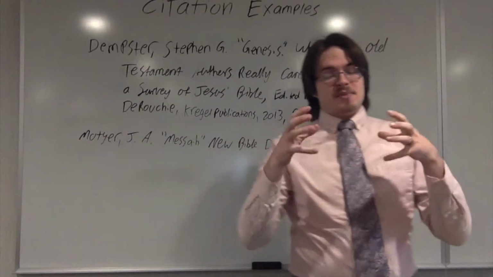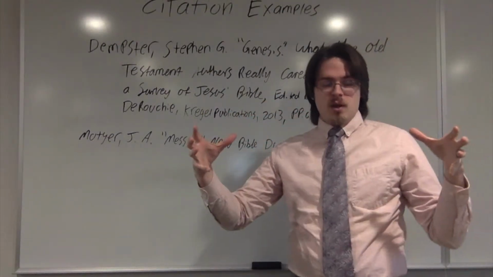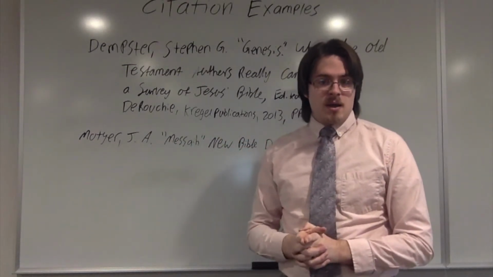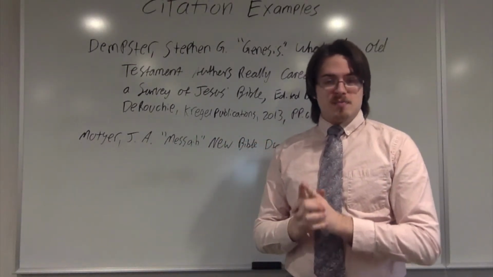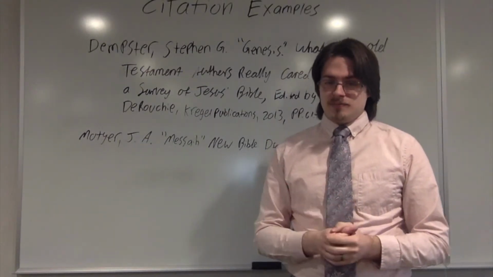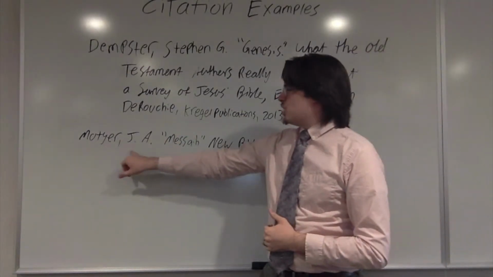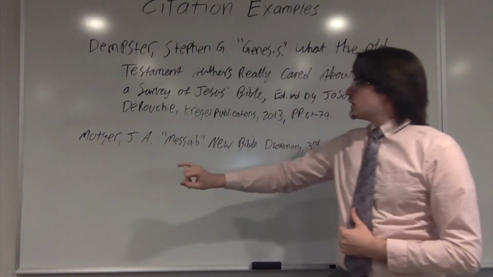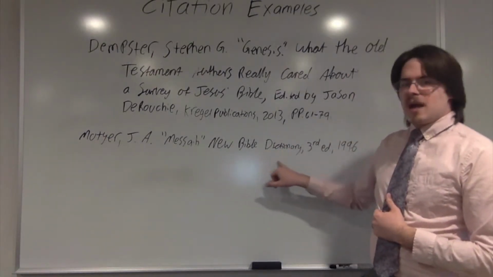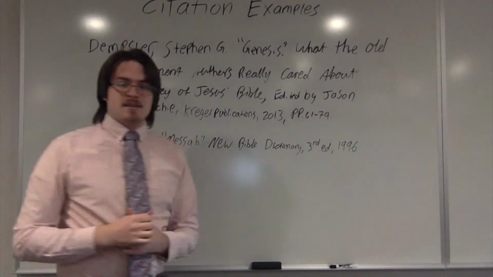So you can see we're taking a very specific example of citing a specific spot in a larger book, and we have to give more information of how to find that specific spot. However, MLA does make it a little bit easy on you when you're dealing with dictionaries and encyclopedias. So note the second example. J.A. Motyer has an article called Messiah in the New Bible Dictionary, the 3rd edition, 1996.